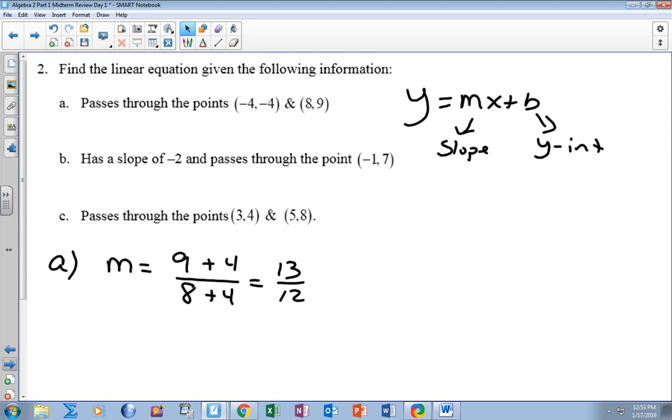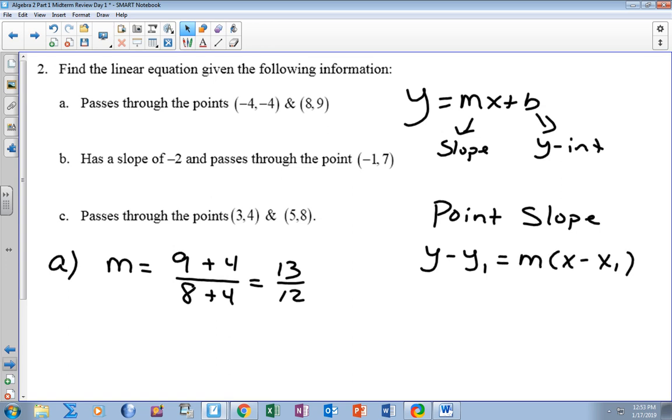Once you have the slope, there are 2 ways that we can go about solving it. We can do direct substitution: substitute in the slope for your m, and then pick one of these 2 points to plug in to find your b. Or you can put it into point slope. So I'll write the equation for point slope: y minus y1 equals m times x minus x1.